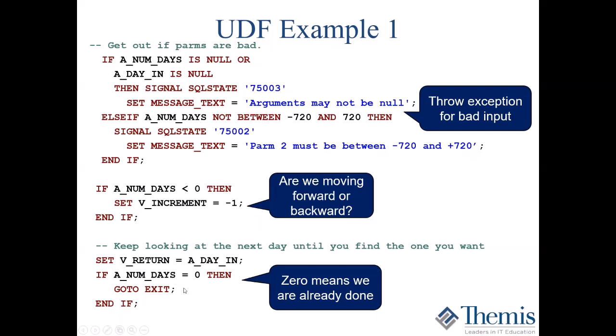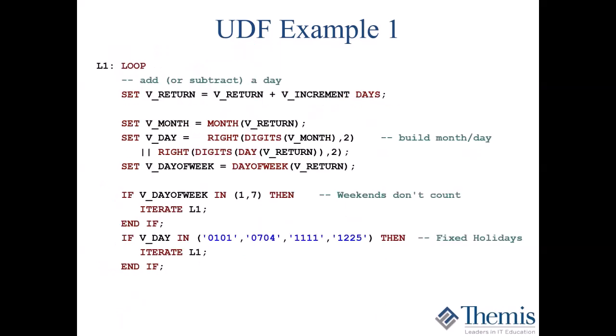If at the very bottom there, if number of days is 0, in other words, you told me to add or subtract 0 days, I'm done. I don't have anything to do, right? And I just set v return equal to the input. So I just give you back what you sent me. That go to exit drops you past everything to the very bottom, right? We don't do anything else.